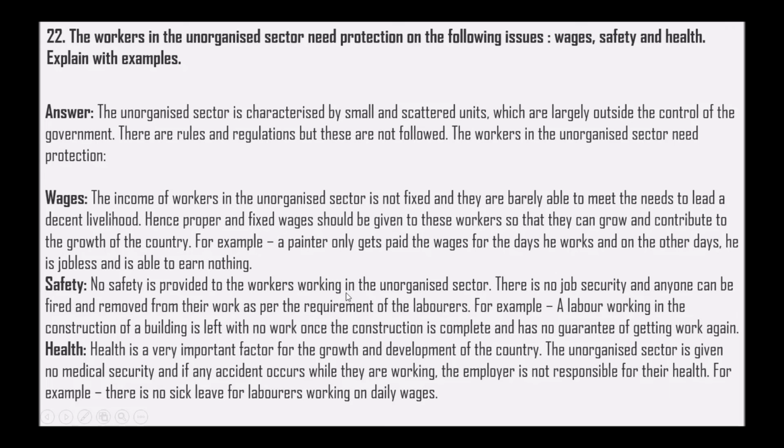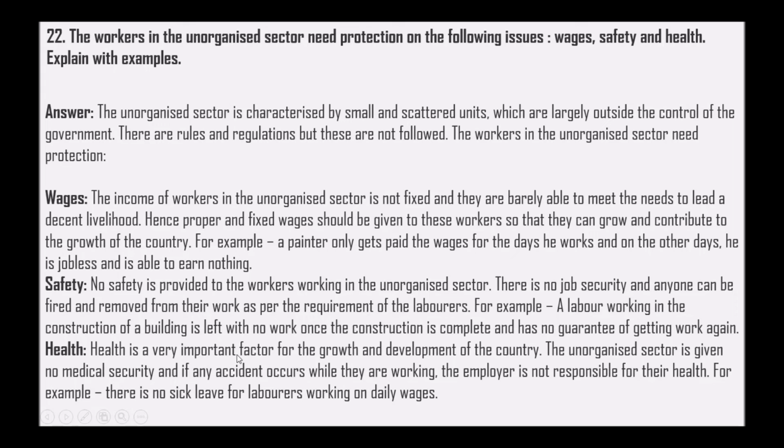Safety. No safety is provided to the workers working in the unorganized sector. There is no job security, and anyone can be fired and removed from their work as per the requirement of the employers. For example, a laborer working in the construction of a building is left with no work once the construction is complete and has no guarantee of getting work again.